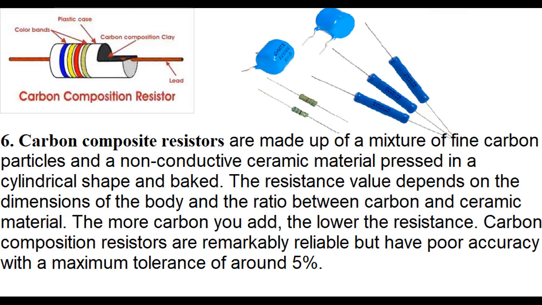6. Carbon composite resistors are made up of a mixture of fine carbon particles and a non-conductive ceramic material pressed in a cylindrical shape and baked. The resistance value depends on the dimensions of the body and the ratio between carbon and ceramic material. The more carbon you add, the lower the resistance. Carbon composition resistors are remarkably reliable but have poor accuracy with a maximum tolerance of around 5%.